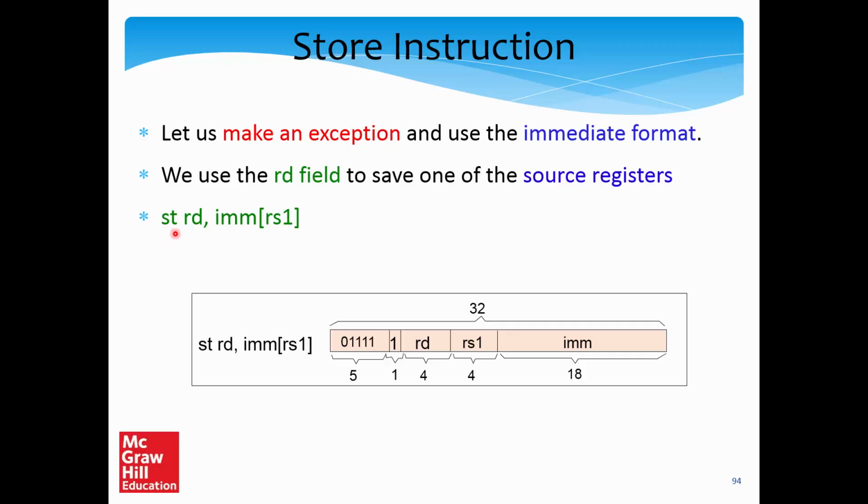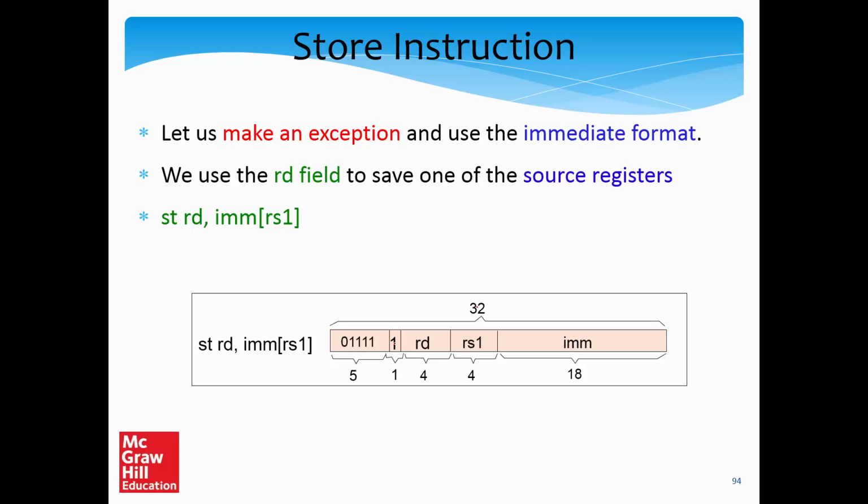So let's say we store RD. RD contains the register whose value is being stored in memory. We store this in memory. The base address is in RS1 and the offset is in IM. So if we do this trick, readers will appreciate that we are not defining a new format. What we are doing is that we are first using the first 5 bits to store the opcode.